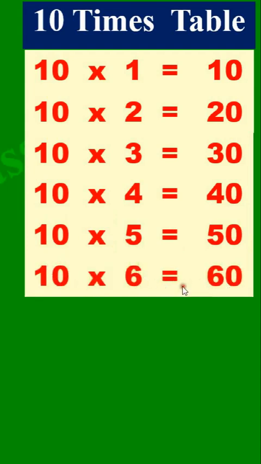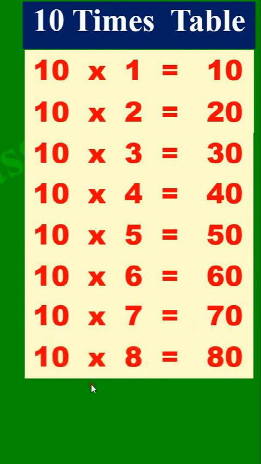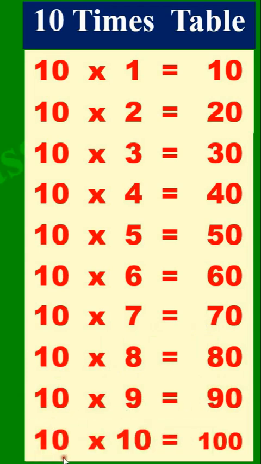10 times 6 is equal to 60. 10 times 7 is equal to 70. 10 times 8 is equal to 80. 10 times 9 is equal to 90. 10 times 10 is equal to 100.